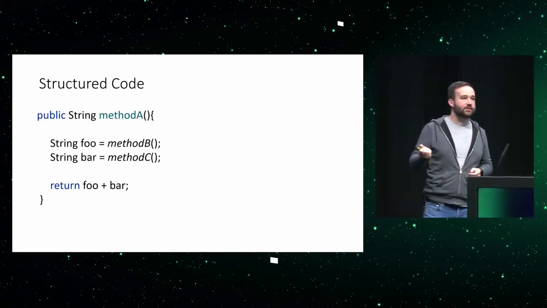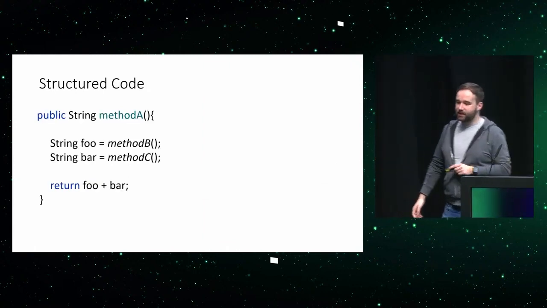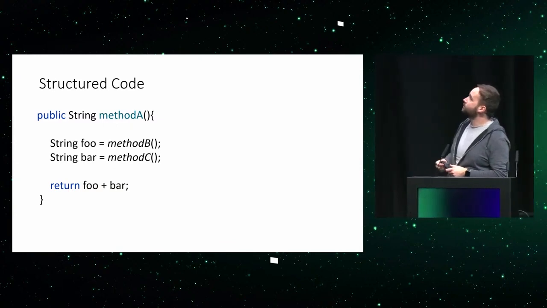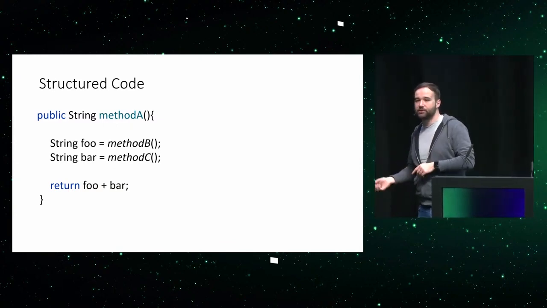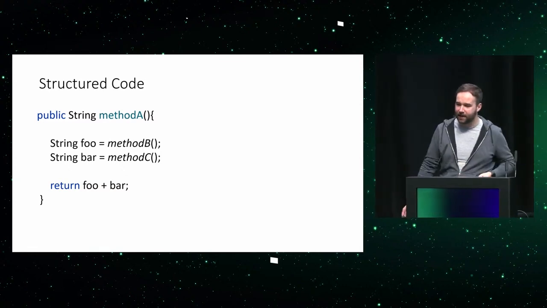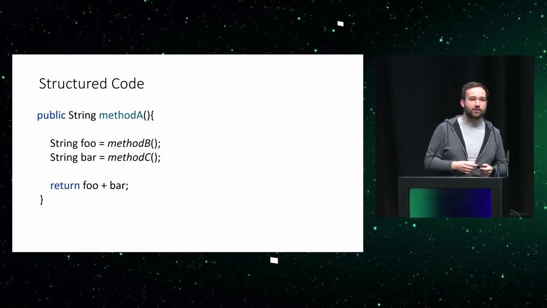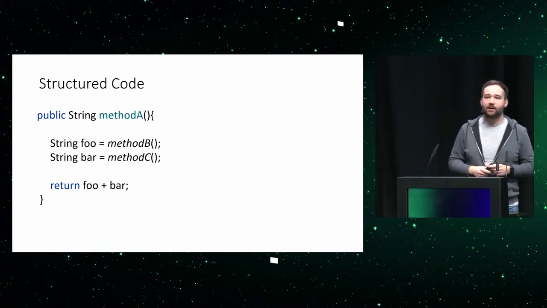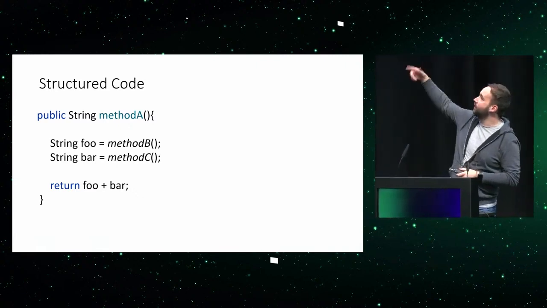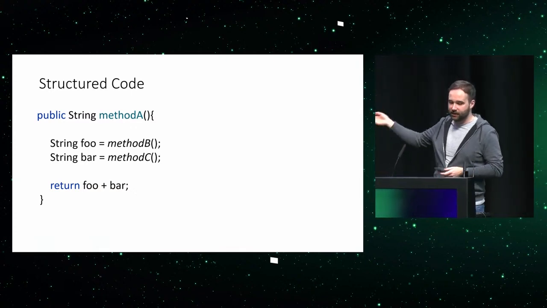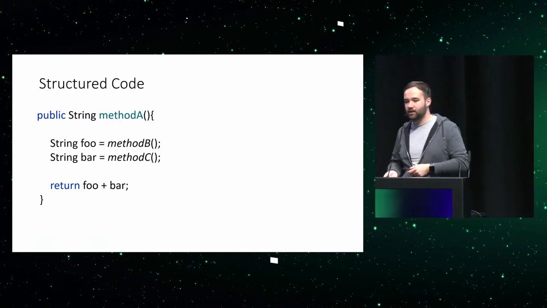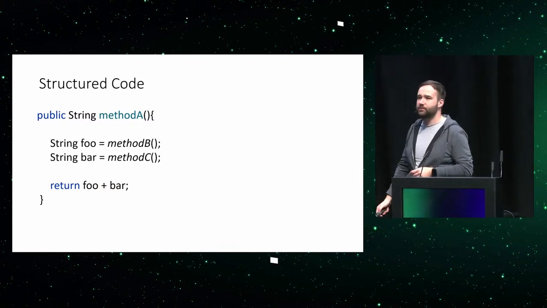So this is just a very simple method. It's just the method A, and it has two calls, one to method B and one to method C. And then I will create something of the result of those two methods. And this is just very simple structured code. We know exactly what is happening at each line of the code. When I enter this method, I know method B will run first, then C, and then I will create a result and return it to the caller. It is all very straightforward.